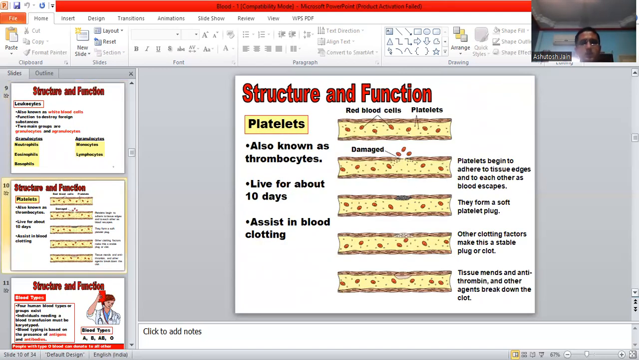Structure and function. Platelets, also known as thrombocytes, live for about 10 days and assist in blood clotting. When blood vessels and platelets are damaged, platelets begin to adhere to the tissue edges and to each other as blood escapes. They form a soft platelet plug. Other clotting factors make a stable plug or clot. Tissue mends, and antithrombin and other agents break down the clot.